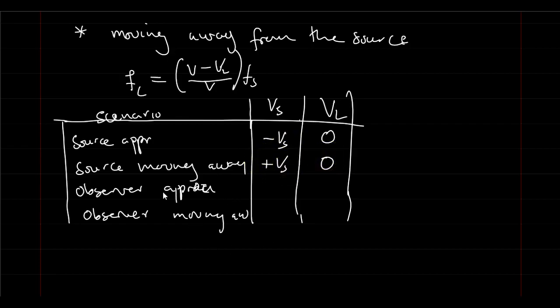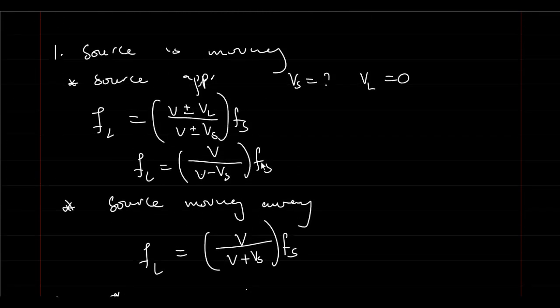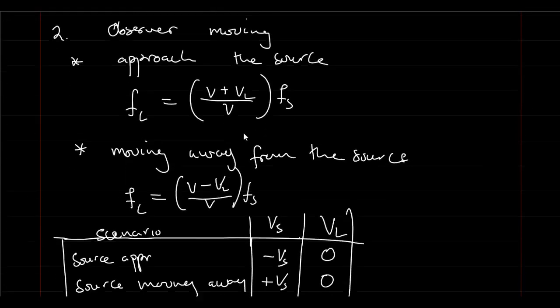Okay. And what about when the observer is approaching? Vs is 0. And then what about VL? VL must be plus VL. And here, minus VL. Okay, so this is your summary of the signs used in the formula. Okay, so we can't just talk about formulas without doing an example.